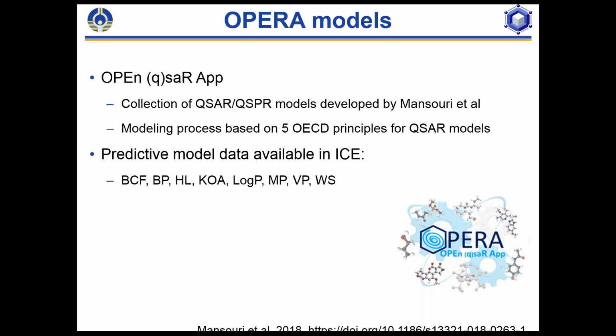So the OPERA predictions come from the OPERA models, and this is a collection of quantitative structure activity relationship, so QSAR, type models that are based upon a chemical structure, developed by Kamel Mansouri, who's on the ILS team. This is work he was doing while he was at EPA, and he's been extending it while he's here for some additional endpoints. The key thing to note here is that when Kamel does his modeling, he is doing it based upon the OECD principles for QSAR modeling.